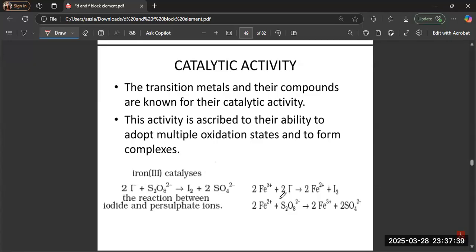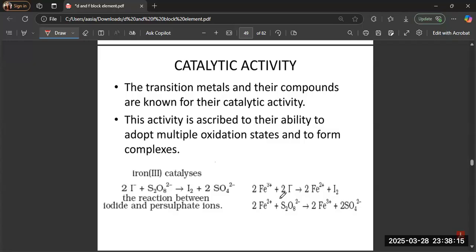Okay, now let's see the catalytic activity in transition metals. The transition metals and their compounds are known for their catalytic activity, and this activity is ascribed to their ability to adopt multiple oxidation states, right? Because we have seen that transition metals have a variety of oxidation states. So due to the variety of oxidation states, they have the ability to form multiple complexes.